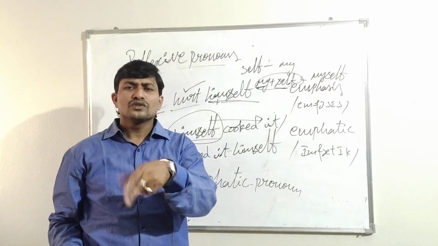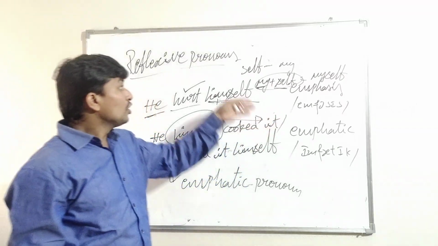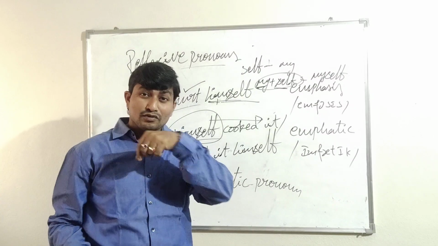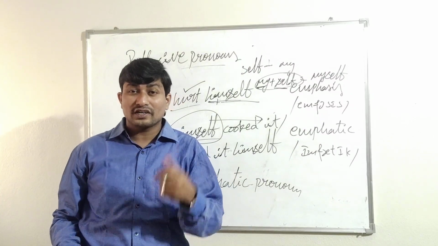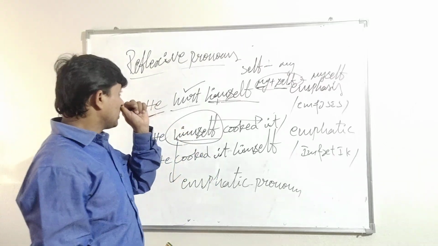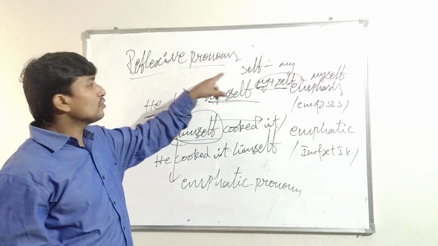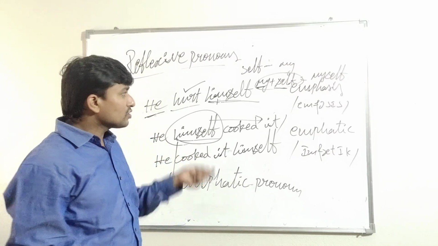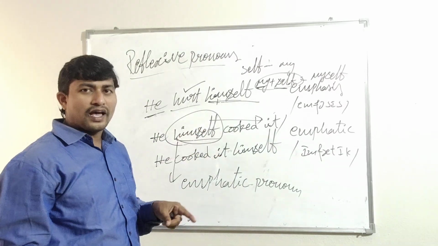A formation of two words is called a compound word. So these are all nothing but myself, himself, ourselves, yourself, herself, itself, themselves. These are all known as compound pronouns.